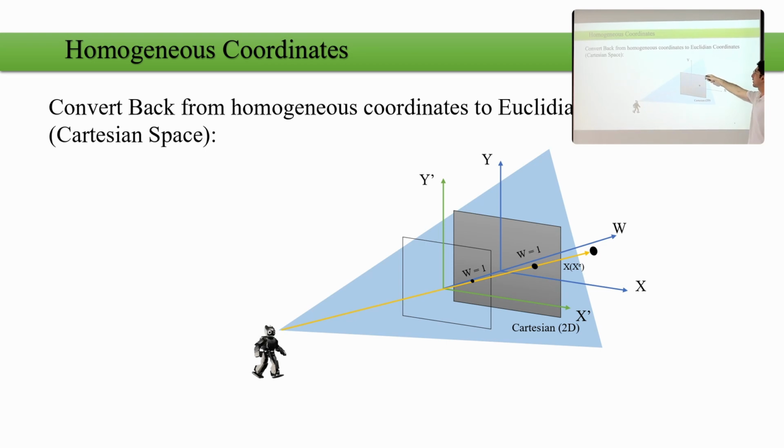Have a look at converting back from homogeneous coordinates to Euclidean ones. Here is the robot, and here is the Cartesian 2D. We're drawing a line and projecting it at different w's. You can see that if we have w equal to 1, from the single center point here, we can project it to the depth where the calculation grows bigger. Any question?